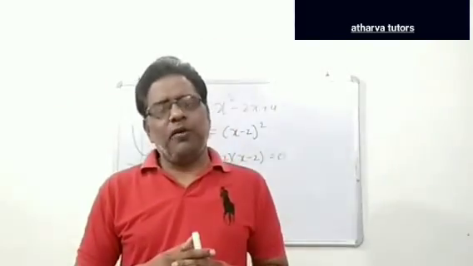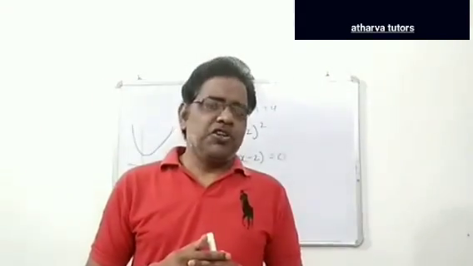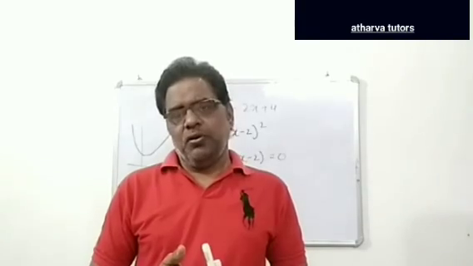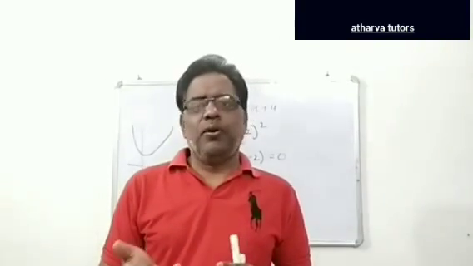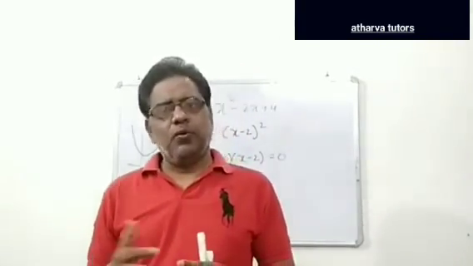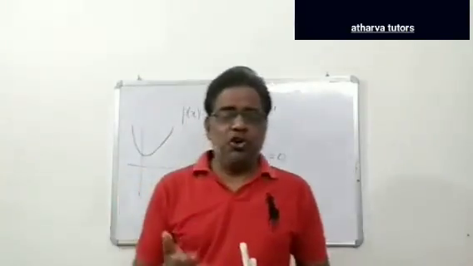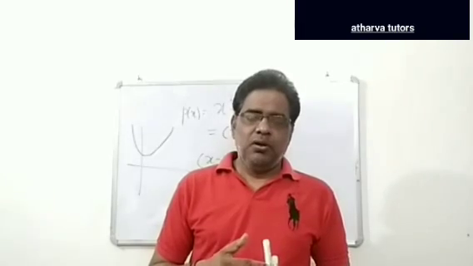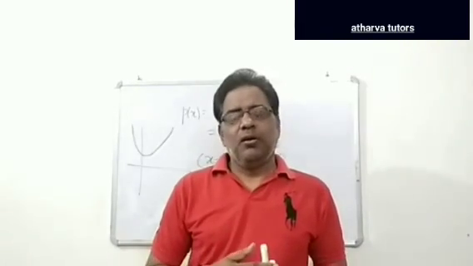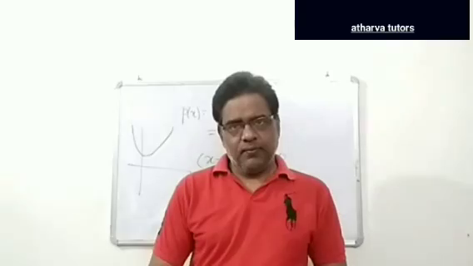In case of a cubic polynomial, of course, you can have three distinct zeros. It can also happen that you have two identical and the third one distinct. So depending upon the nature of the polynomial, you can decide about the number of zeros it has.